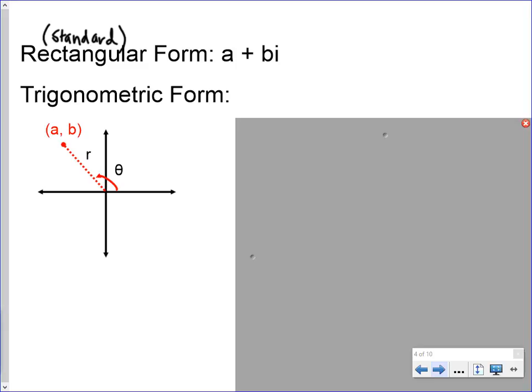Okay, so I've graphed a complex number, a plus bi, in its rectangular form. I went left a units, up b units. And to write it in trig form, we would like to see it, instead of a's and b's, which remember mean left, right, up, down, in terms of r and theta. So your job is to think about how can we, knowing a and b, change to r and theta.